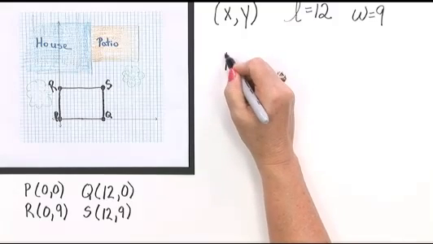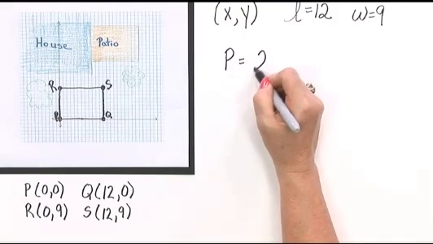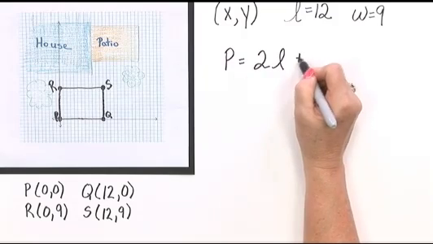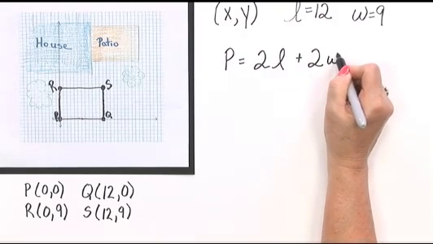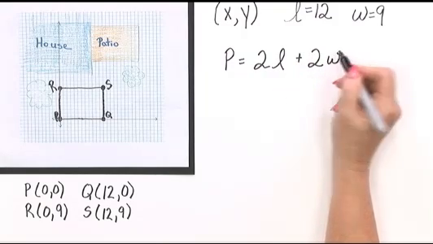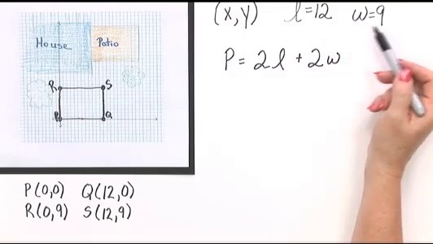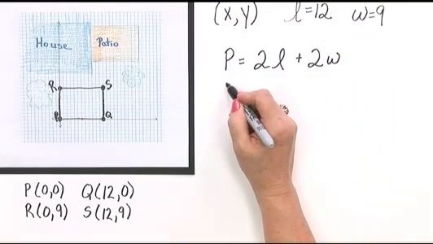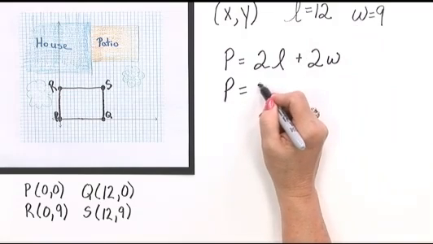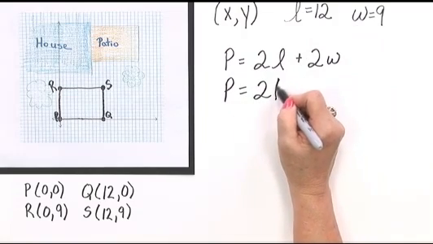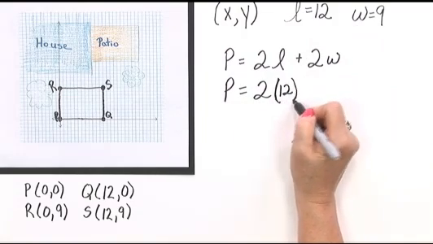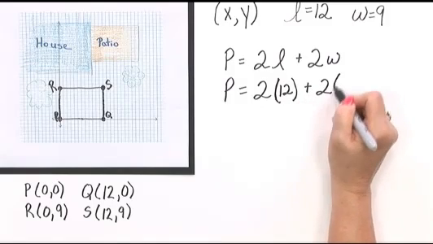To find the amount of fencing needed, we'll find the perimeter. The formula for the perimeter of a rectangle is P is equal to 2 times the length plus 2 times the width. Now I can use my values of length and width and substitute them into the formula. P is equal to 2 times 12 plus 2 times 9.